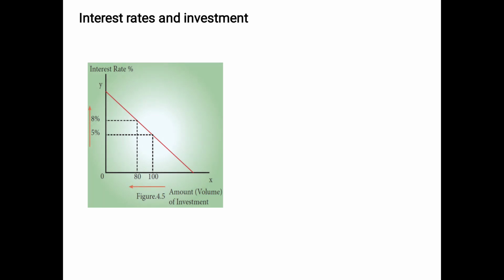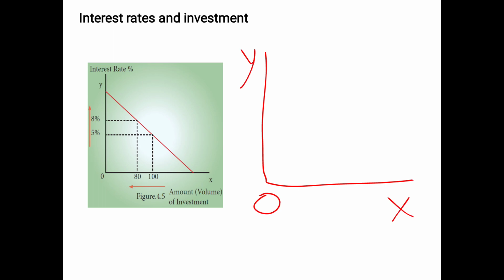Before we go into the explanation, you need not look into the explanation also, but from the diagram itself we can write the points. You can see this is the y-axis, this is the x-axis. Here you can see a red line, and it is given 8%, 5%, and on this side it is 80 crores and 100 crores.